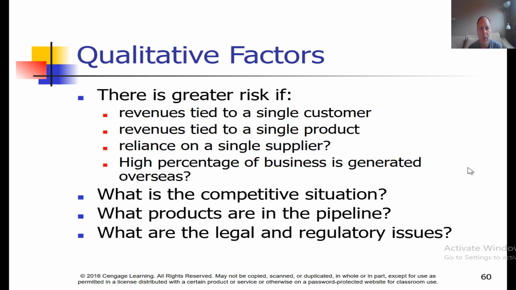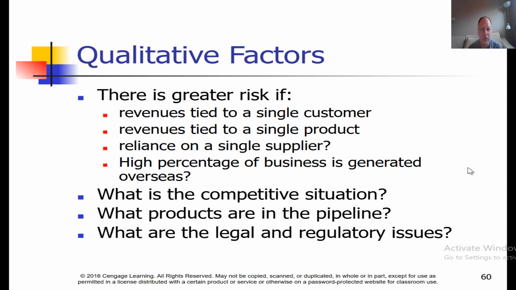Reliance on a single supplier, particularly an overseas supplier, if you have disruptions in the supply chain, can be a major problem. Also, related to that, higher percentages of business generated overseas, again, creates more risk. So you have to look at things like what is the competitive situation in your industry, what products are in the pipeline, are you going to get a new drug approved by the FDA, is there going to be a new Apple iPhone that everyone will want, or will it be a dud?